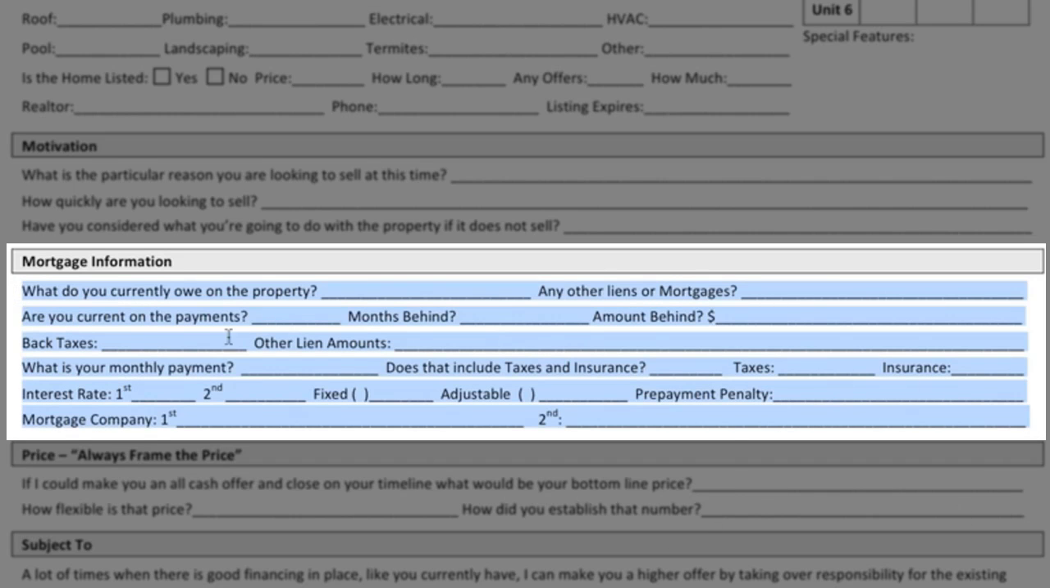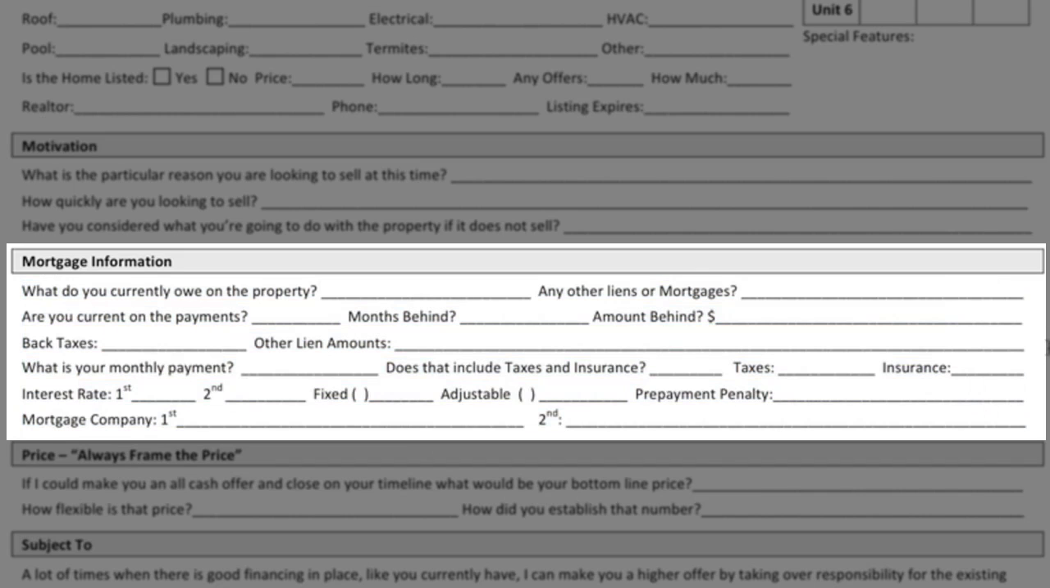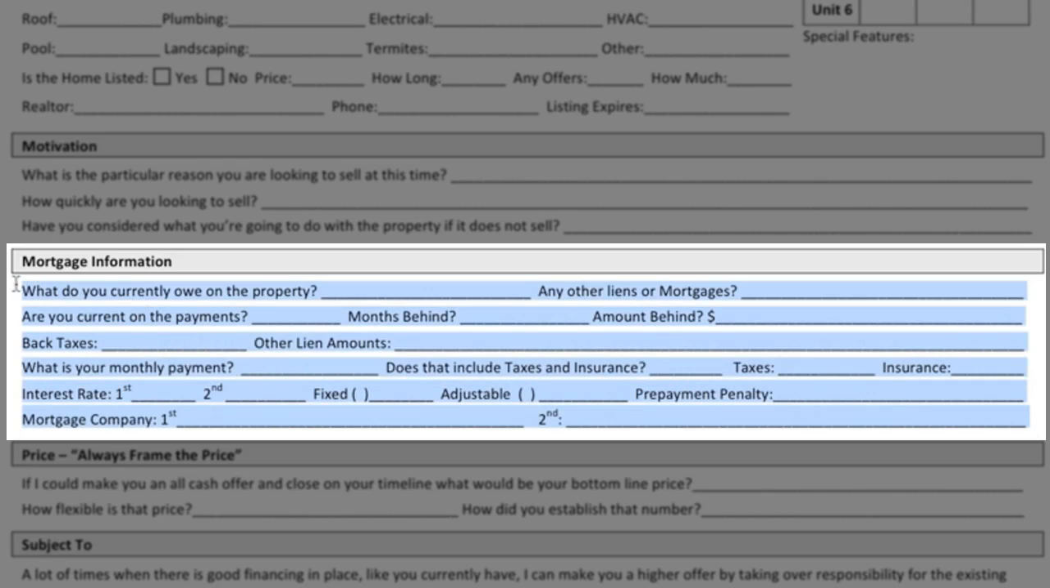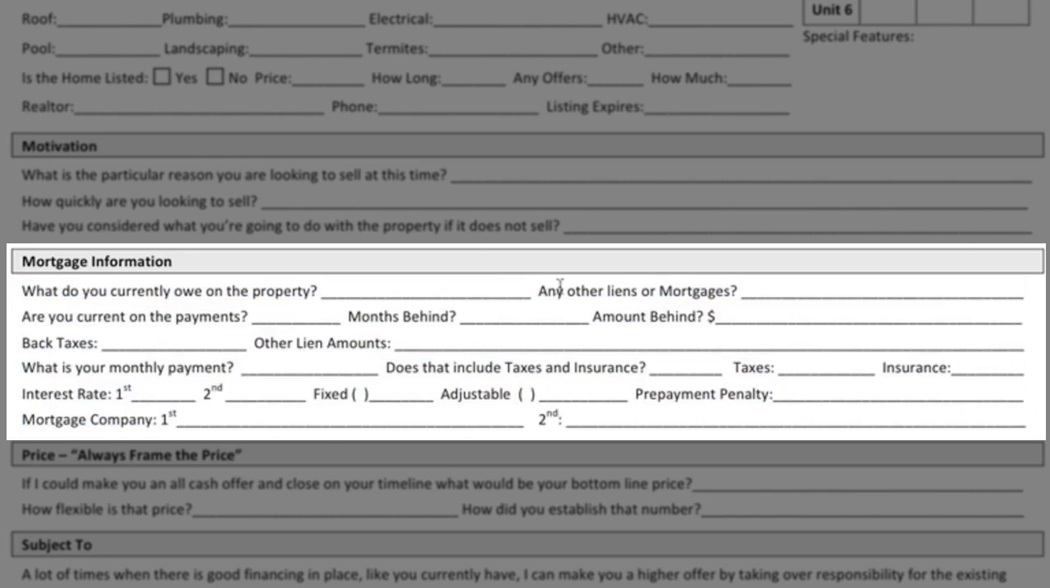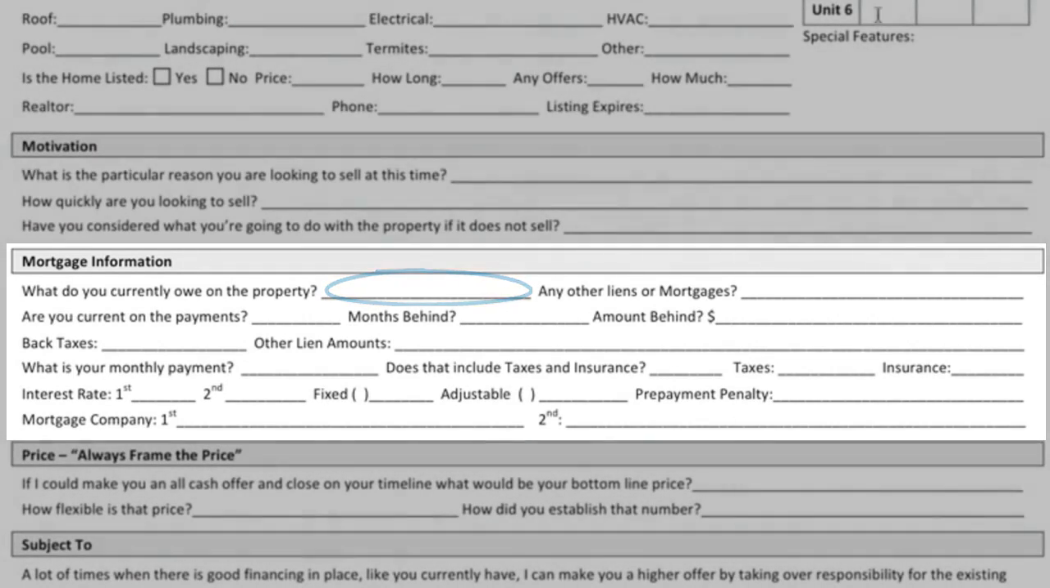So that's the mortgage information section, and what it's doing is it's pointing to whether or not this seller has any equity, based on what you see on the Zestimate versus the total debt owed. So when I'm done, I'm going to circle on the lead sheet what I think the total debt is for this property once I've gathered all of this information from the seller.